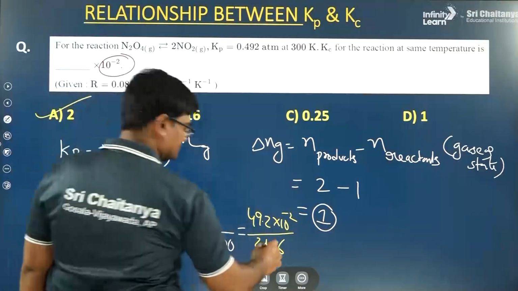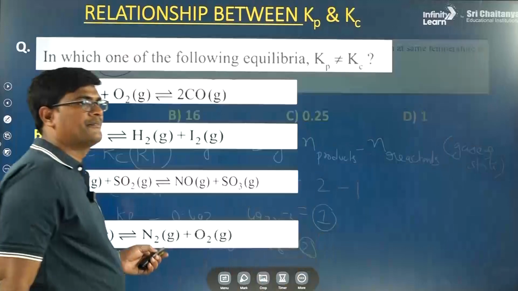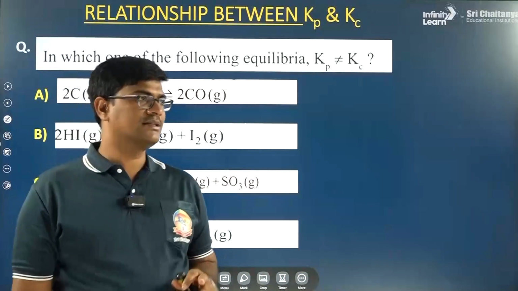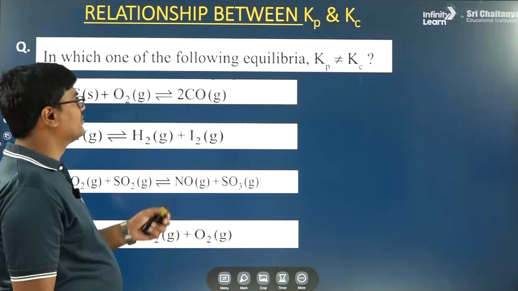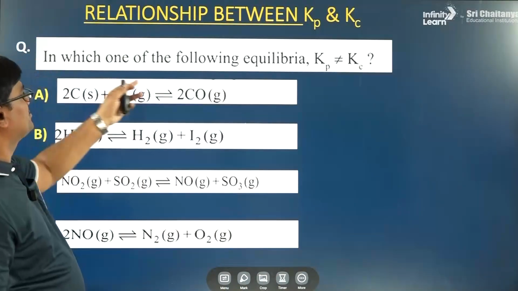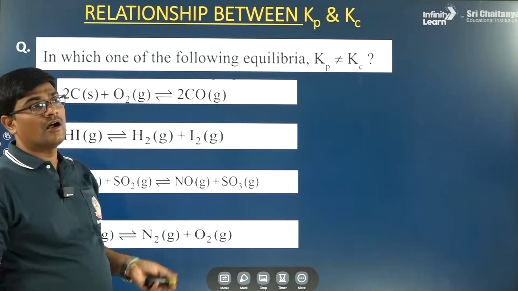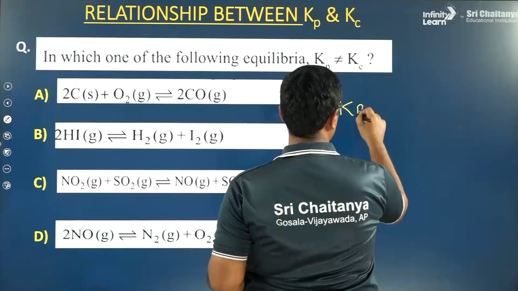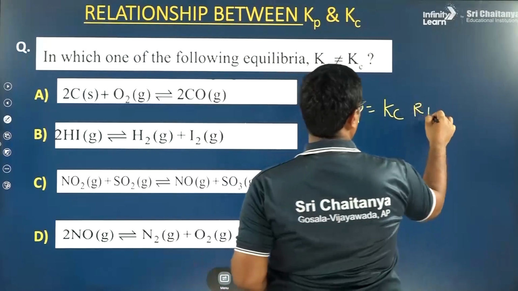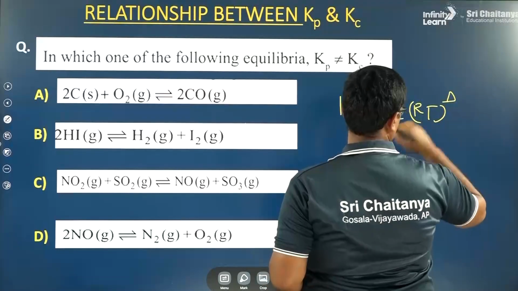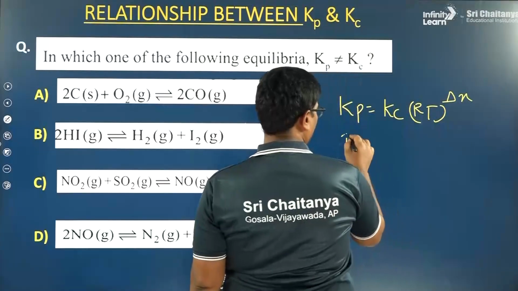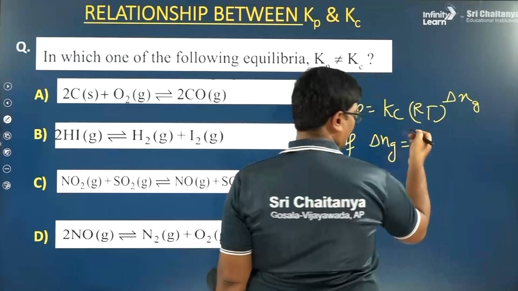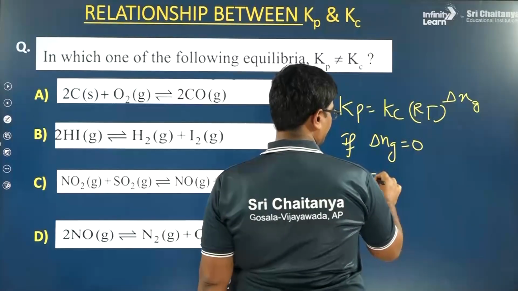Let's go for the next. This is also related to the relationship between Kp and Kc. However, it's not a numerical that we know. Look at the question. In which of the following equilibria is Kp not equal to Kc? First of all, when does Kp become Kc? So let me write the relation once. Kp is equal to Kc into RT power delta n. Suppose if delta Ng is 0, then what happens? Kp is equal to Kc.